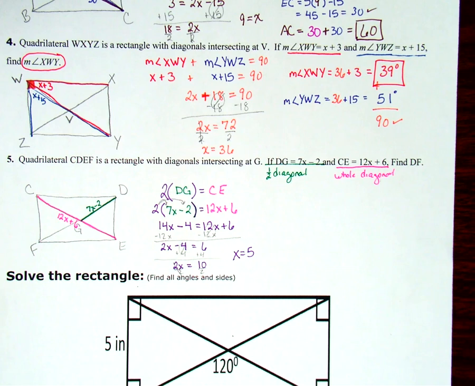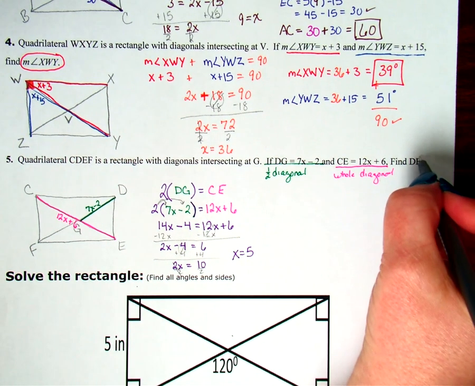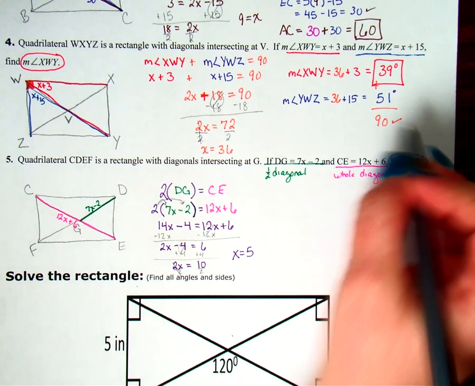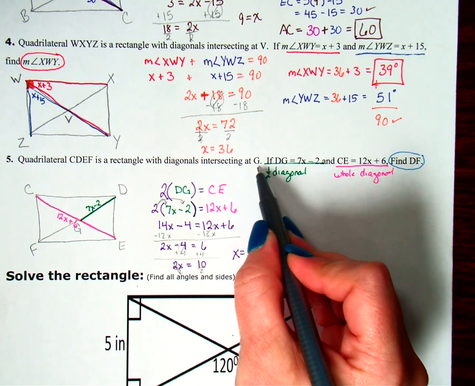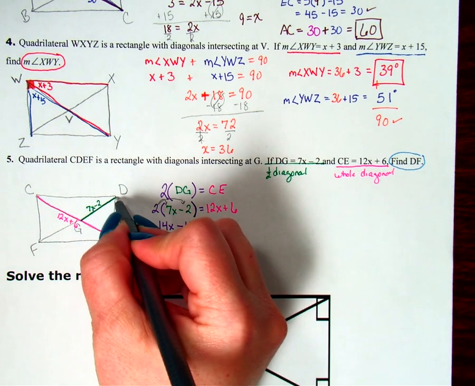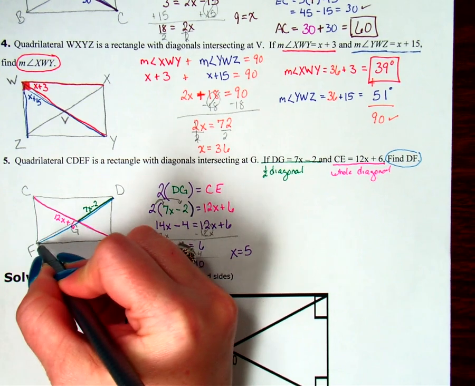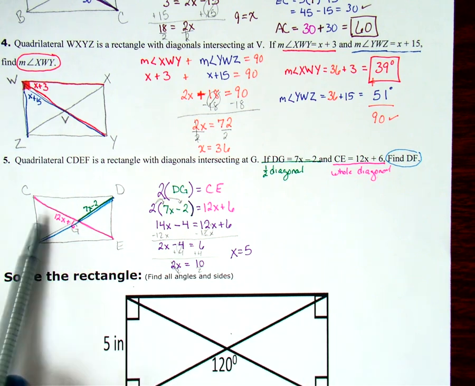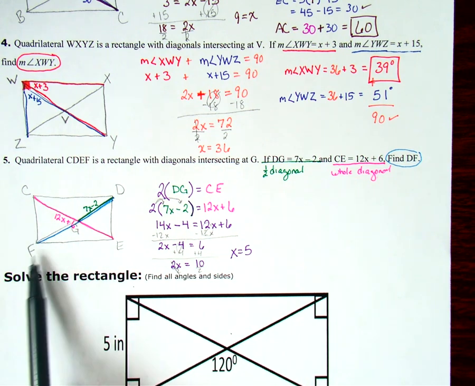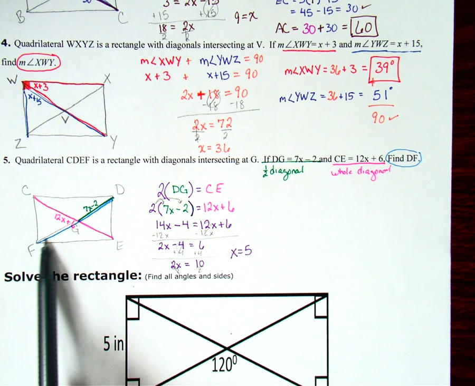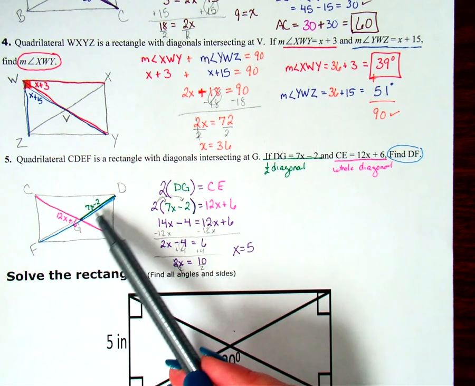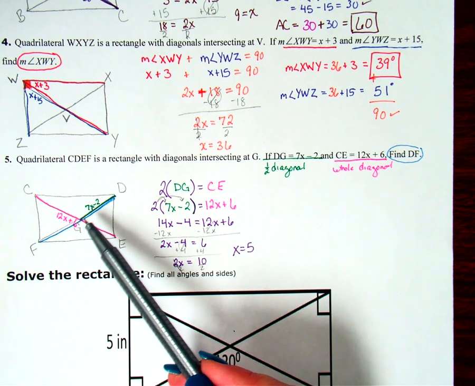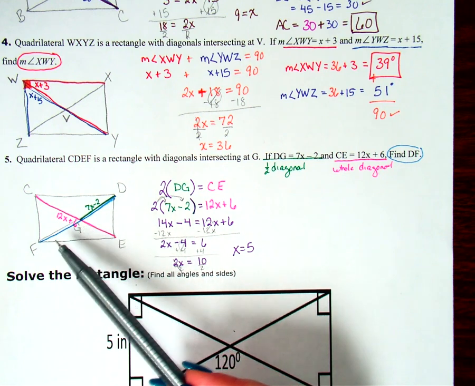Now, is that what I was trying to find? I'm trying to find DF, which isn't even one of my equations. DF is the whole diagonal. But since I know my 2 diagonals are equal to each other, right, I can find the pink diagonal, and that should be equal to the blue diagonal. Or I know this green piece is half of the blue diagonal, so I could find the green piece and double it to find the whole thing.